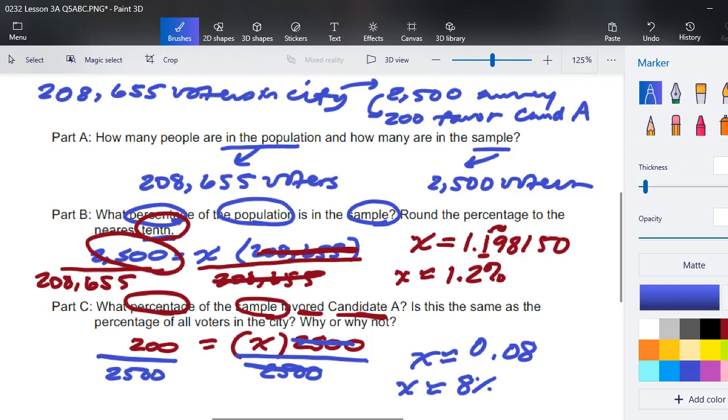Is this the same percentage of all the voters in the city? Why or why not? All of the voters in the city are this 208,000. The sample is 2,500. One of the biggest things to always remember is what's the base? And when the base changes, our relationship changes. So is this the same percentage of all voters in the city? It's not the same, since the sample is only one part of the total population.